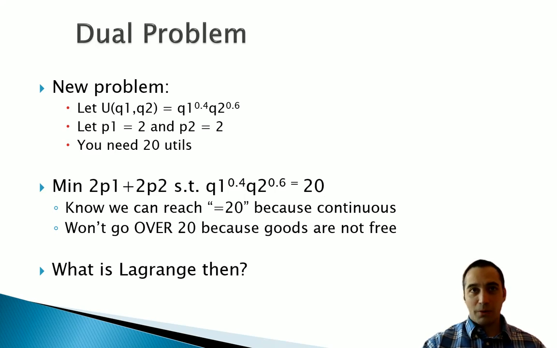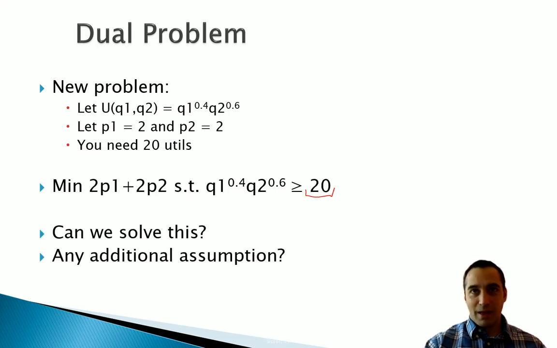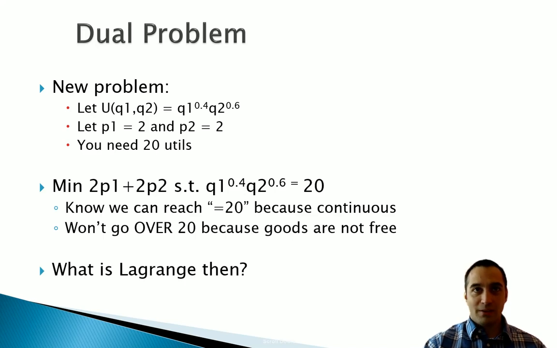No, as before, the greater than or equal to 20 is kind of wacky. We'd have to check equals 20 as well as all the different combinations of Q1 and Q2 that give me slightly more than 20, and hopefully that's enough. However, we can just assume that it equals 20 for a couple of reasons.